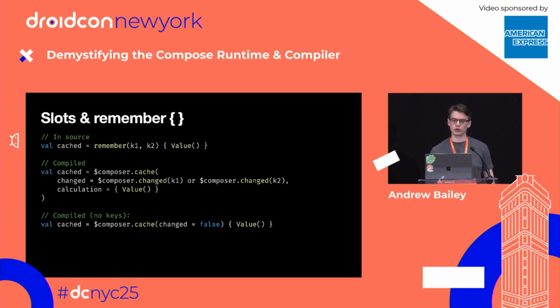When you call remember in your code and it gets compiled, this will be inlined by the compiler into code that looks like one of these two lines here. If you have keys, then we are going to compare them to what they were in the previous composition to see if your remembered value has changed from before. So here we are checking whether key 1 and key 2 has changed. We're going to check all of the keys that you pass in. If any of them are different, we need to recompute this lambda, and the runtime will take care of that for us. Otherwise, if you don't have any keys, then we can only calculate the remembered value once and then reuse that for all of our compositions moving forward.